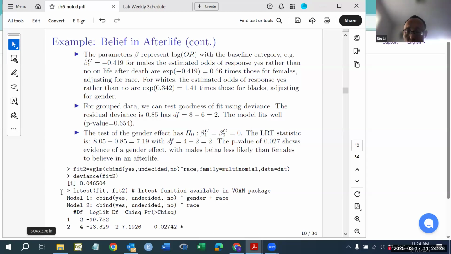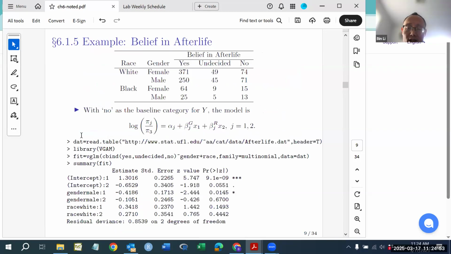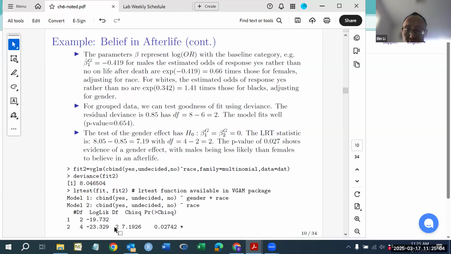So then we can do the likelihood ratio test between the fit, which includes the race and gender, and the fit 2, which includes only the race. And you can see the degree of freedom is 2. Why? Because comparing these two models, the number of additional parameters included in this model is 2 parameters. That's the gender male 1, gender male 2. Is that right? So that's why comparing these two models, the degree of freedom is 2.